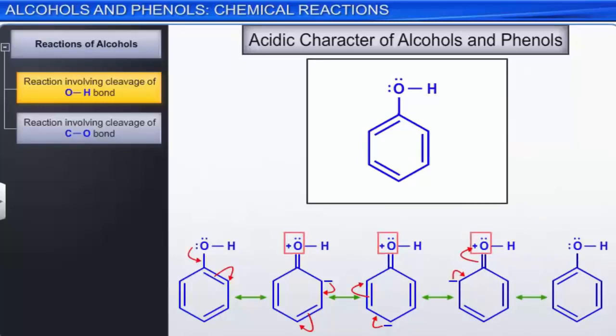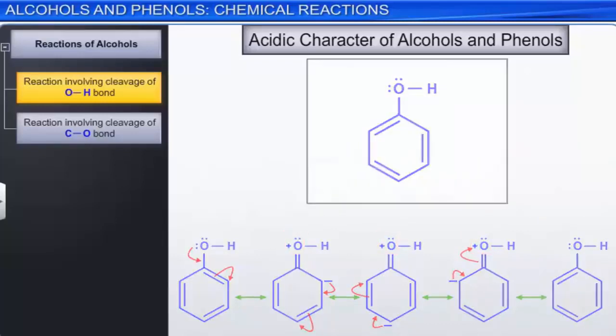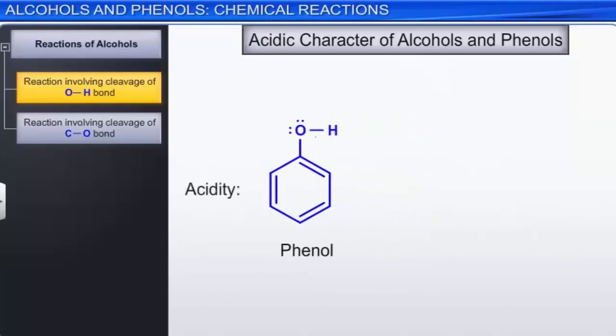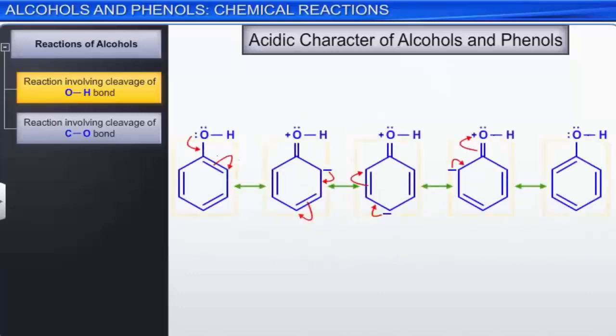Phenols are Bronsted acids or proton donors. In fact, phenols are stronger acids than water or alcohols. The presence of the aromatic ring leaves less electron density on oxygen. So, the oxygen-hydrogen bond is more polar. This makes the loss of a hydrogen ion more favorable.